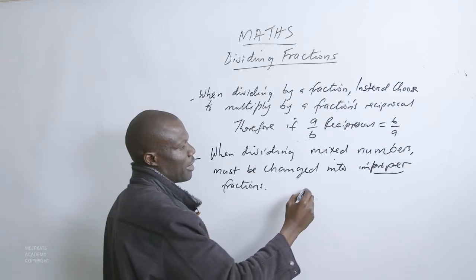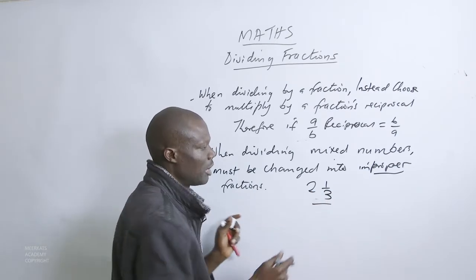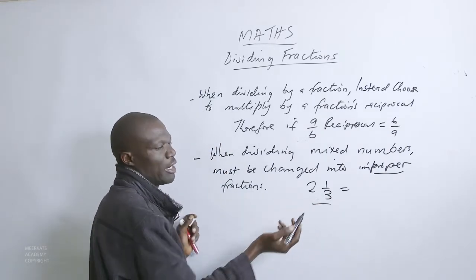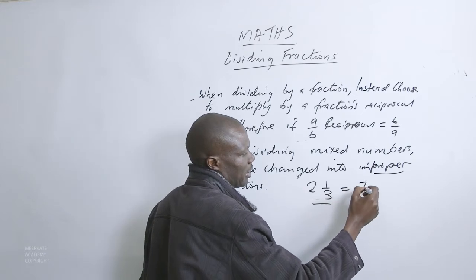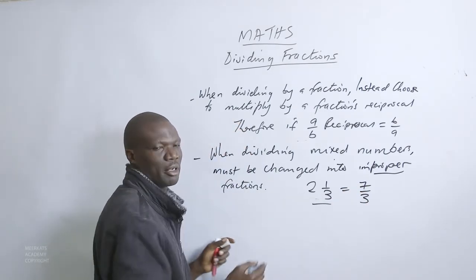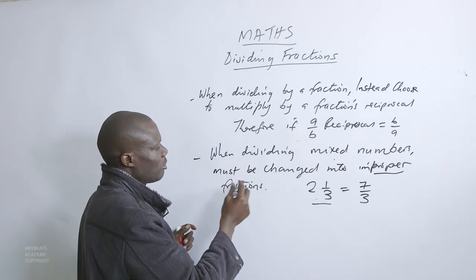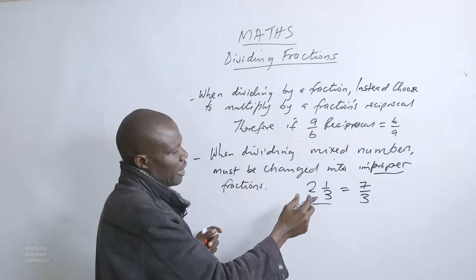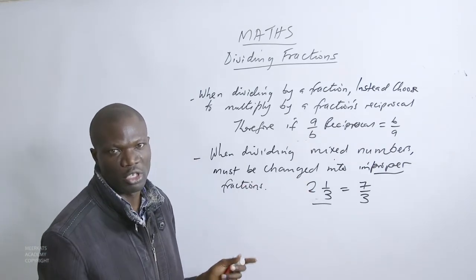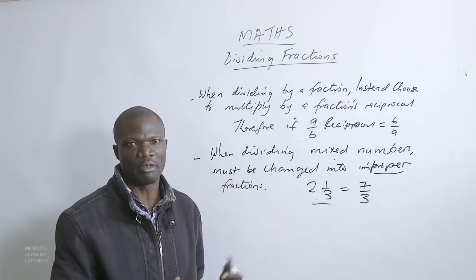For example, a number like 2 and 1 over 3 is simply a mixed numeral. You can change it into an improper fraction by multiplying the denominator and the whole number, that is 2 by 3, which gives us 6, plus 1 gives us 7 over 3. So this one here is a mixed numeral, and this one is improper. So when dividing mixed numbers, we must always be able to convert a mixed numeral into an improper fraction. So let us go to specific questions to confirm the points that we have listed above.